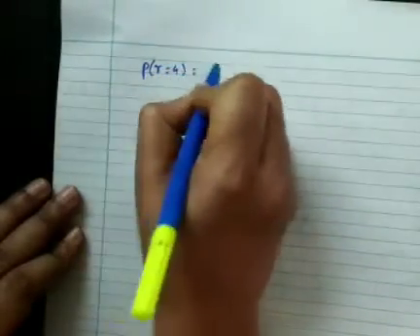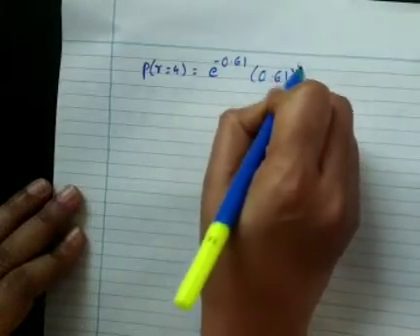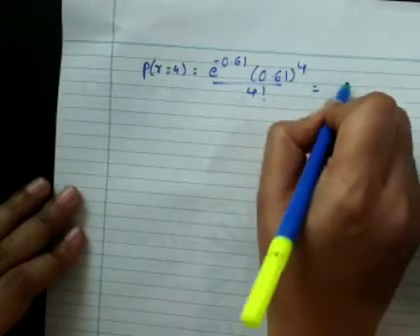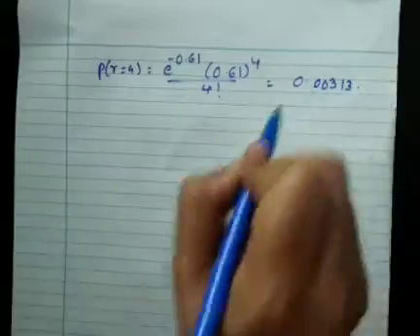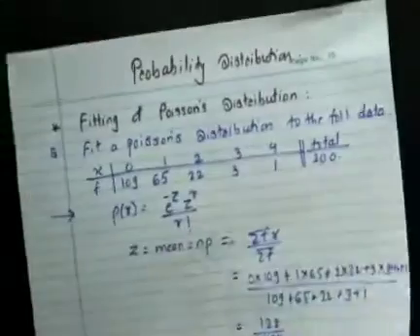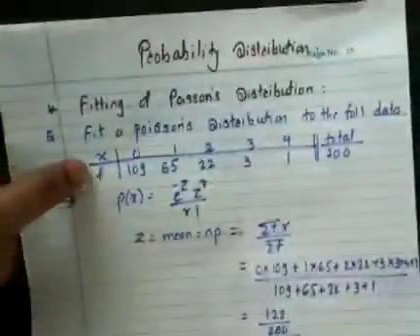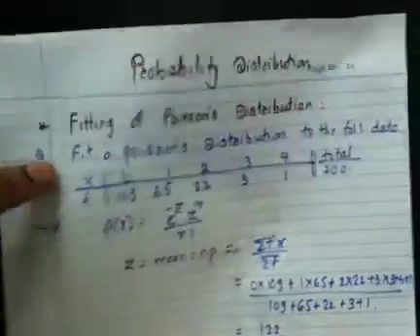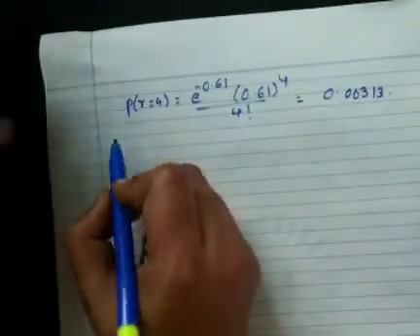Next, probability of r equal to 4. It is e raised to minus z, z raised to 4 upon 4 factorial, and that is equal to 0.00313. Okay, we have all the probabilities with us. Then as the probabilities of r are there, we have to find the corresponding frequencies. We know the formula we have seen in the binomial distribution.